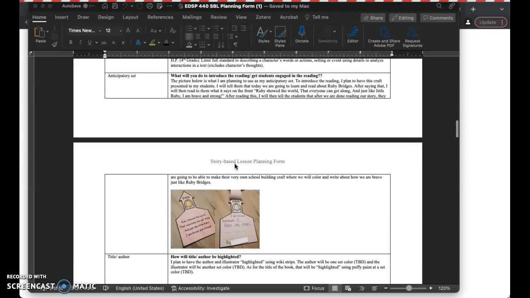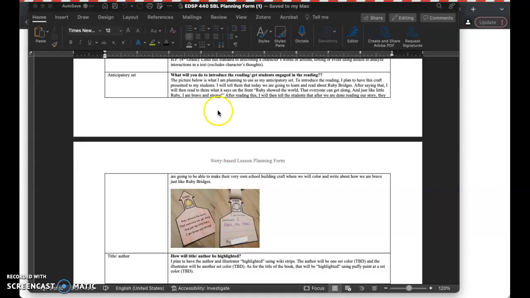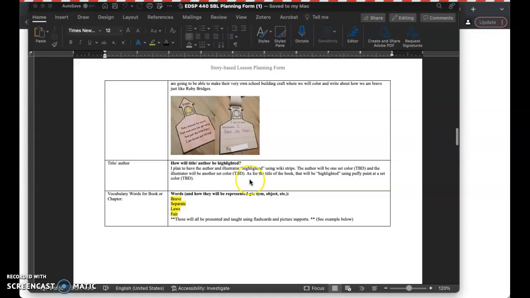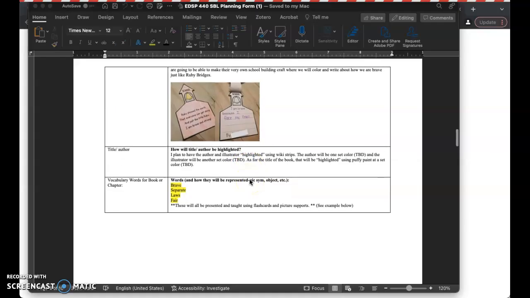All right, so she's going to describe her anticipatory set. I'm not going to read this to you. You all can go in and look at this yourself. Title and author, it looks like she highlighted the title and author with WikiSticks.